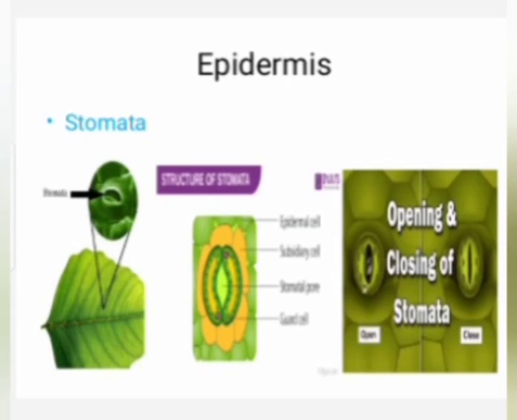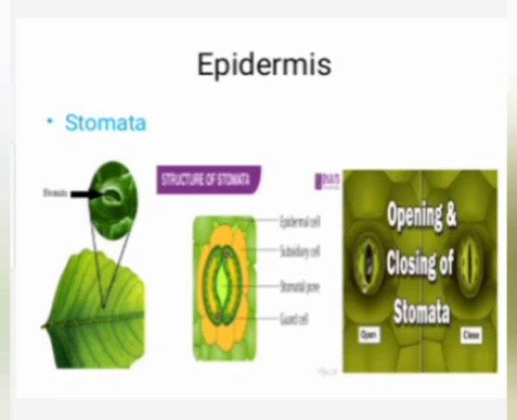The plant body is externally covered by a tissue known as epidermis. Epidermis of the leaf consists of tiny pores called stomata. What is a stoma? Epidermis of the leaf consists of tiny pores called stomata.